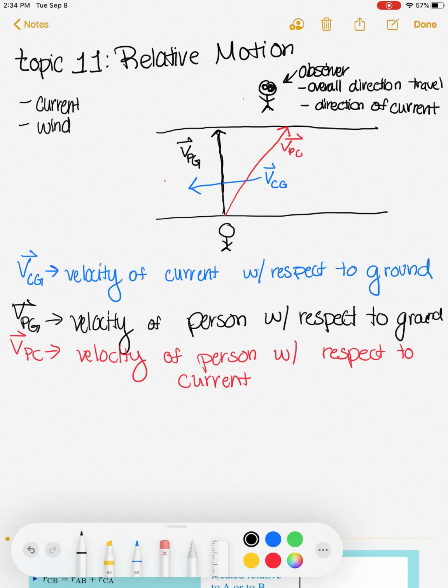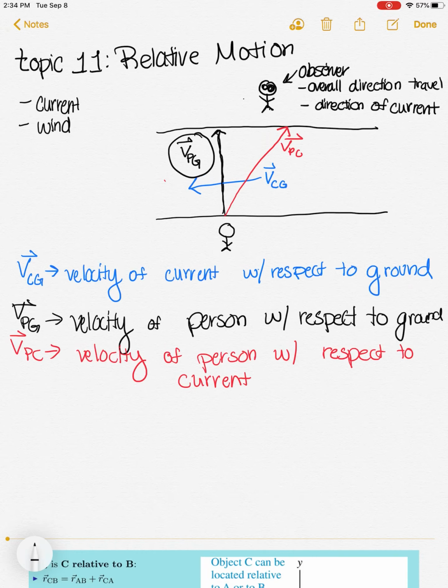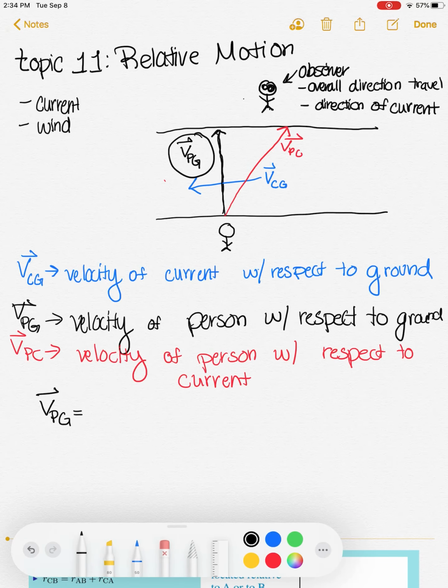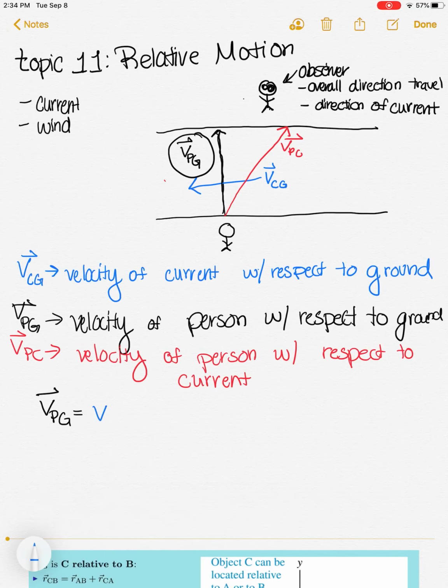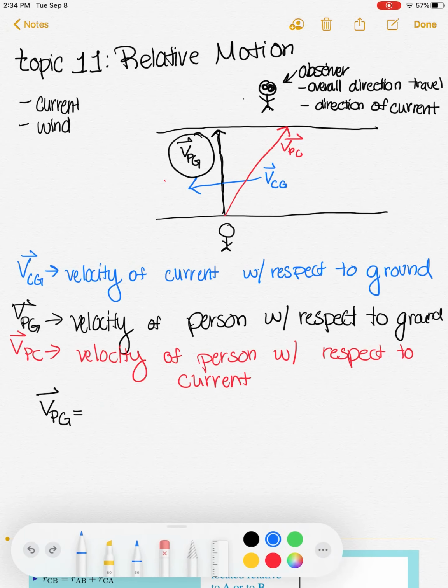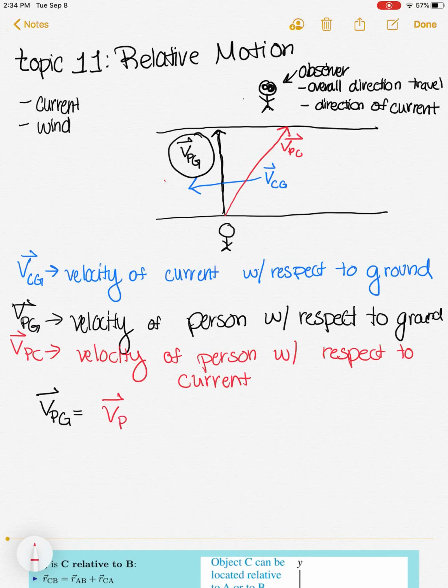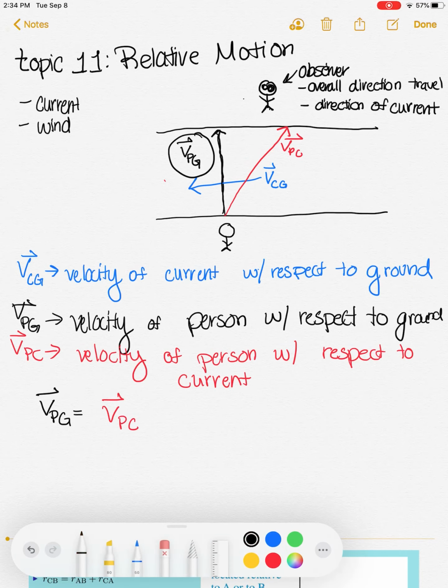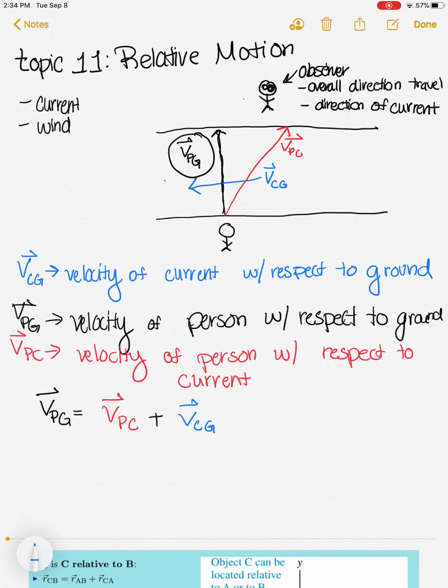So if we were to add up these vectors, here what we have is that VPG, so the overall resultant, is the direction of the person with respect to ground. And we know that's going to be equal to VPC plus VCG. So here, how do I know I need to set up my vectors in this way? Well, I have VPG, VPC, and VCG.